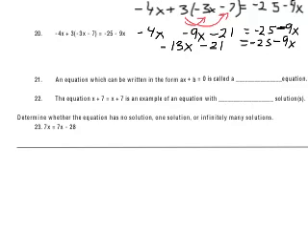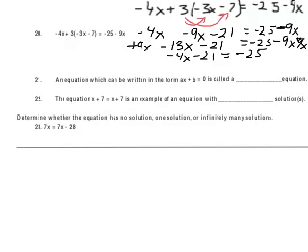Okay, so get the variables on the left and the constants on the right. I will add 9x to both sides. I barely have the room here. So I get negative 4x minus 21 equals negative 25.